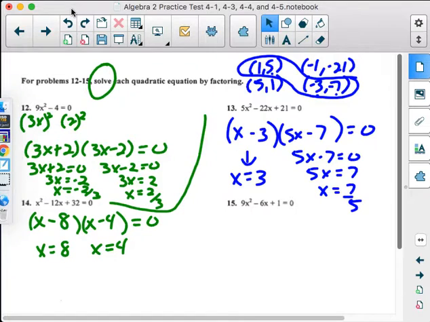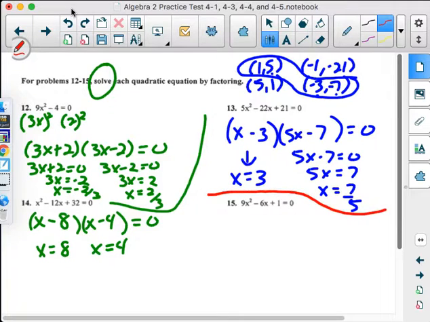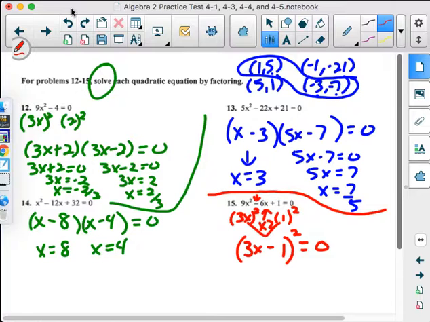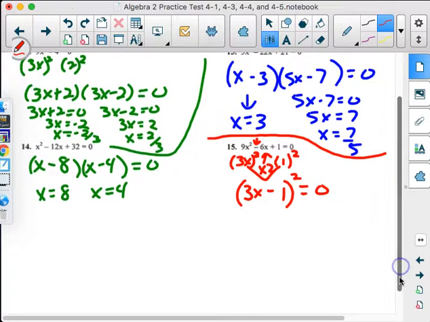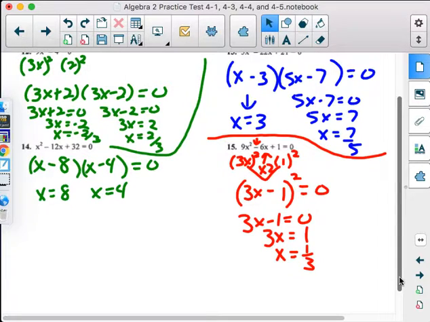Number 15. This one, I'm looking for a greatest common monomial factor because it's already equal to 0 and I don't see one, but then I think, wait a second, 9x squared is a perfect square and 1 is a perfect square. If I take 3x times 1 and double it, do I get 6x? And the answer is yes, absolutely. So this is a perfect square trinomial with a 3x in the front and a 1 in the back, and because this is subtraction, it's going to be 3x minus 1 squared equals 0. So I need to know when 3x minus 1 equals 0, that would mean I have to add 1 and divide by 3, and that will be when x equals 1/3.